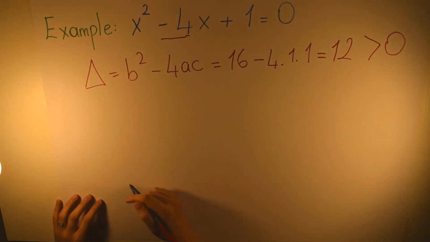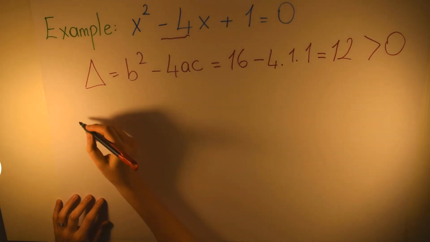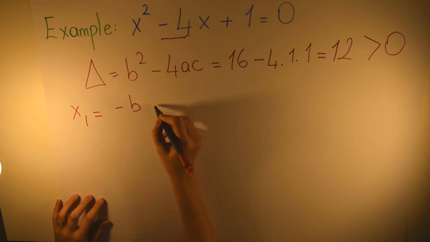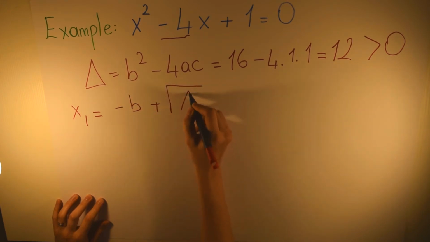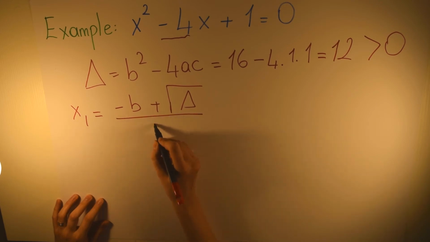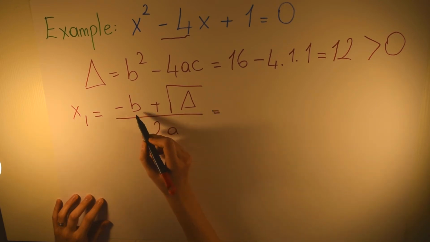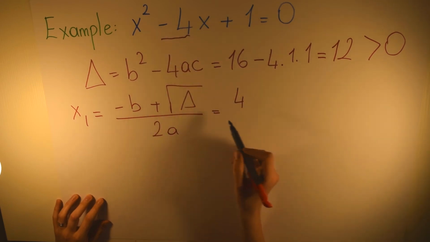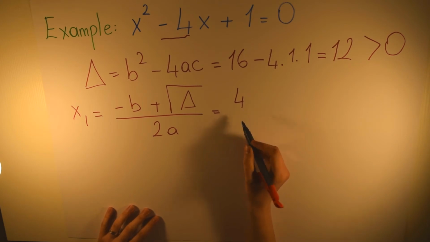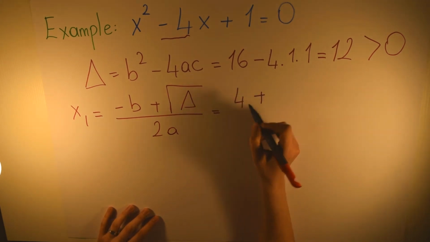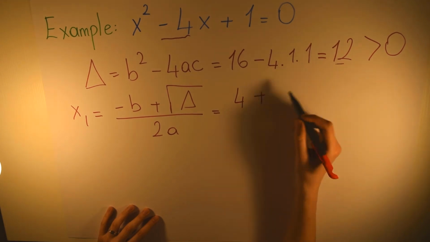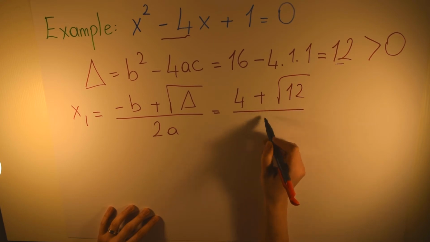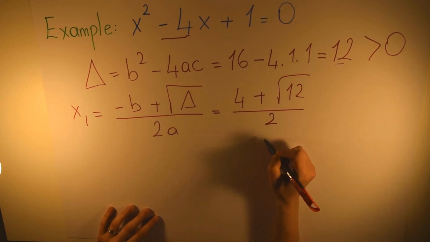So let's apply our quadratic formula. Our first solution is equal to minus b plus square root of our discriminant over 2a. So minus b, it's 4 because b is minus 4, so minus times minus will make it positive 4, plus our discriminant is 12, right? So it's square root of 12 over 2a. 2 times 1, it's 2.